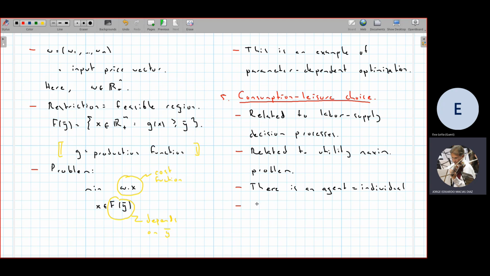And he has a certain amount of time to spend. So the agent, okay, and this amount of time we're going to represent by h. And of course, this is greater than or equal to 0.